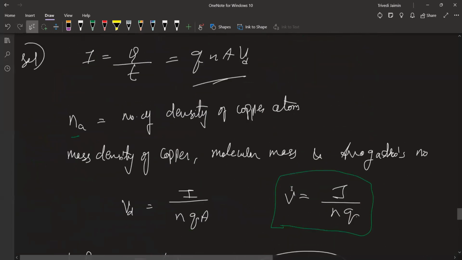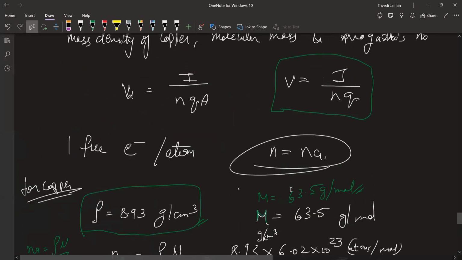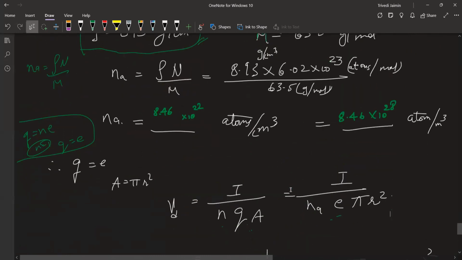What was I here? I is 1 ampere. Na we found just now, 8.46. E we know. What's the value of e? Pravalika. Renuka. What is e value? So 1.6 into 10 to the power minus 19. Yes, 1.6 into 10 to the power minus 19.